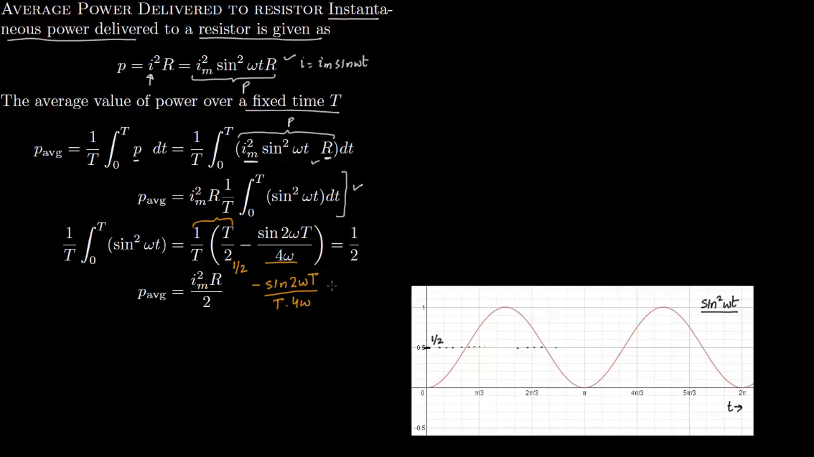Now for large time this will go to 0. As T goes to infinity, this expression goes to 0, because the numerator, sine of 2 omega T, is less than or equal to 1. So the entire expression is less than or equal to 1 over T times 4 omega, which goes to 0 as T goes to infinity. You just get half. So in the end, the average power is Im square times R multiplied by half.